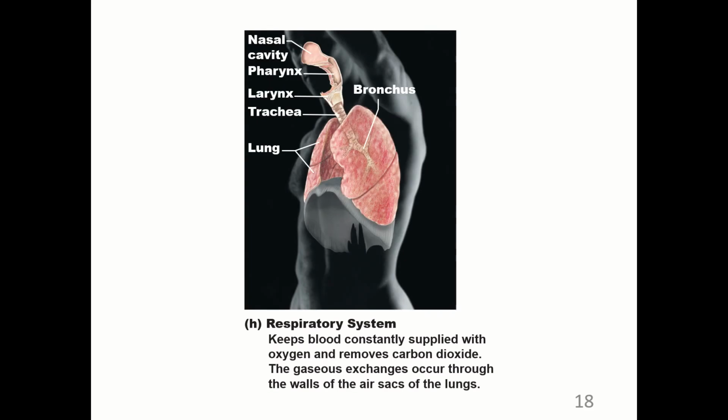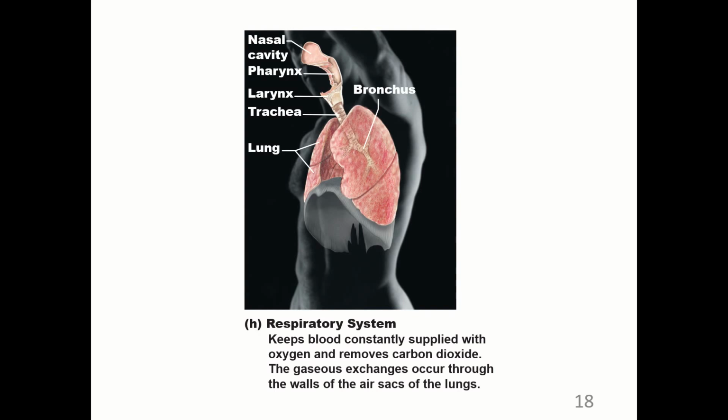The respiratory system contains the lungs, as well as the nasal cavity, pharynx, which is the throat, larynx, which is the voice box, the trachea, which is the windpipe, and the bronchi, which are divisions of the trachea that enter the lungs. The diaphragm is also shown, which is part of the skeletal system, because as it contracts and relaxes, it allows for inhalation and exhalation.